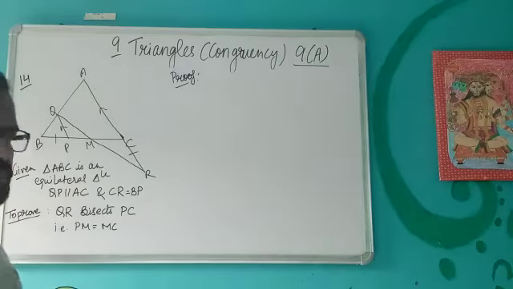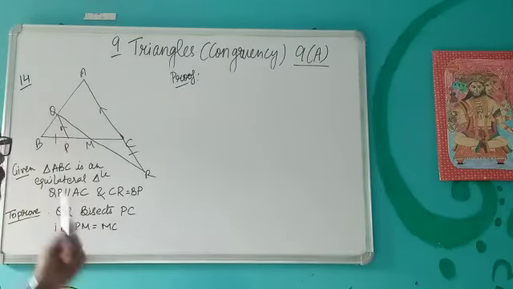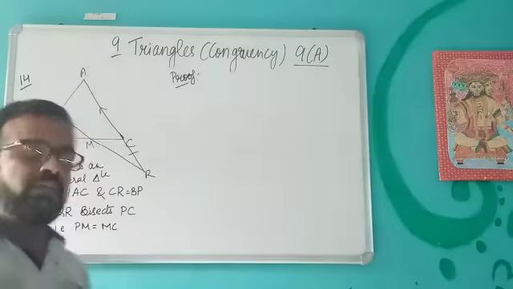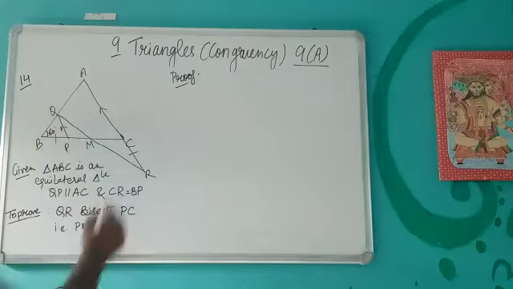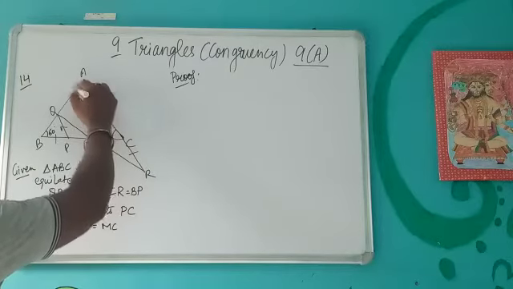Okay, let's see one more problem, a different problem, question number 14. In this it is given that ABC is an equilateral triangle. An equilateral triangle, we all know, has all sides equal and all internal angles equal to 60 degrees. This is also 60 degrees, this is also 60 degrees.